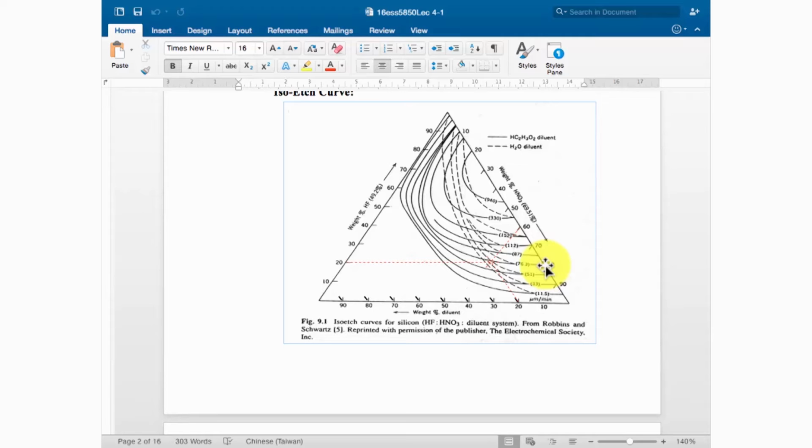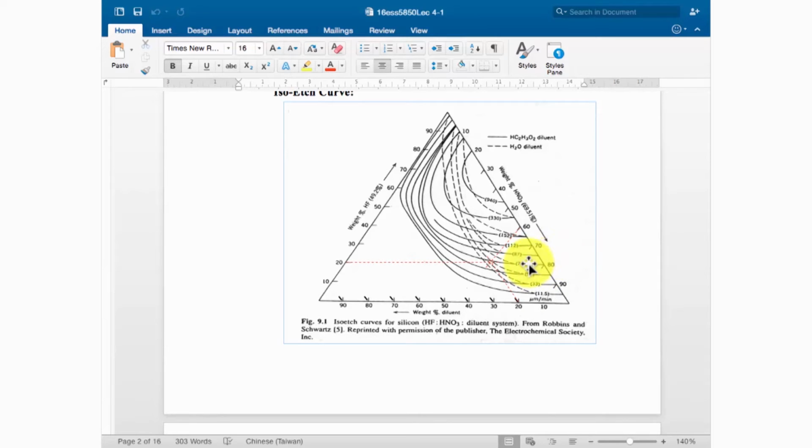Water is not a buffer, so you change the pH level all the time. So the etching rate will reduce and reduce and reduce, so you won't get the final result that high. Okay, there are differences. Okay, so we mark it down. So that's one important thing.